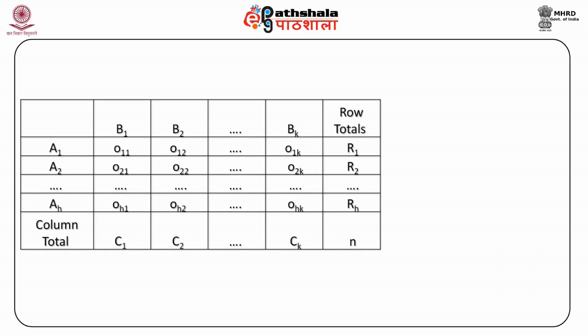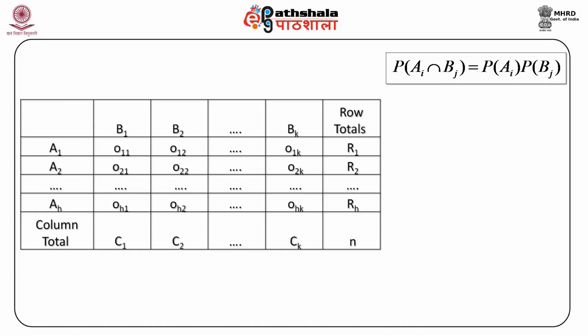The contingency table illustrates that if A and B are independent, then by the multiplication rule of probability, for each pair Ai and Bj, the probability of Ai intersection Bj is equal to the product P(Ai) times P(Bj). And the expected frequency is Eij equal to n times P(Ai) times P(Bj).